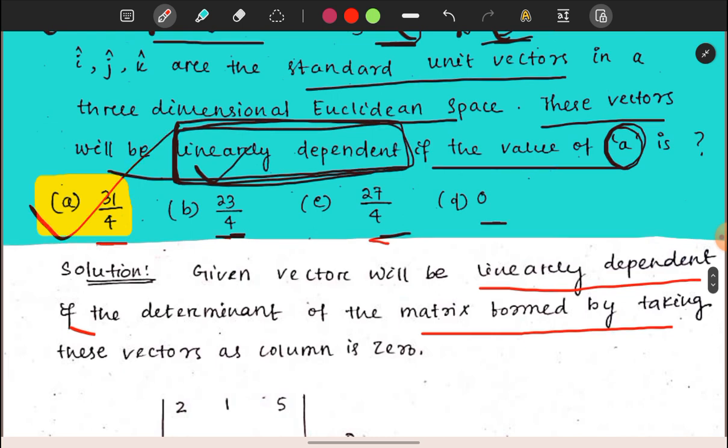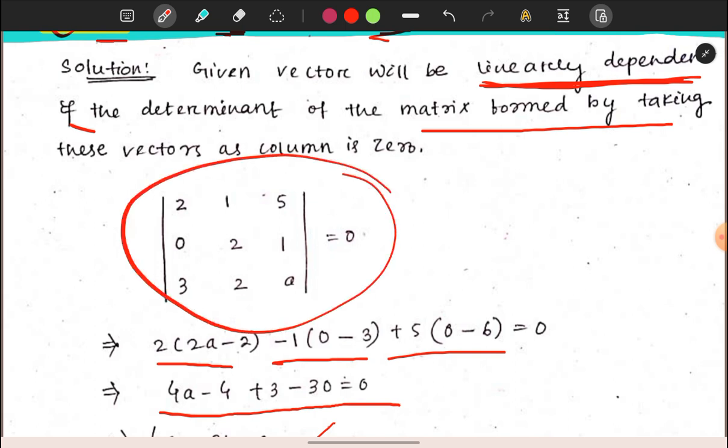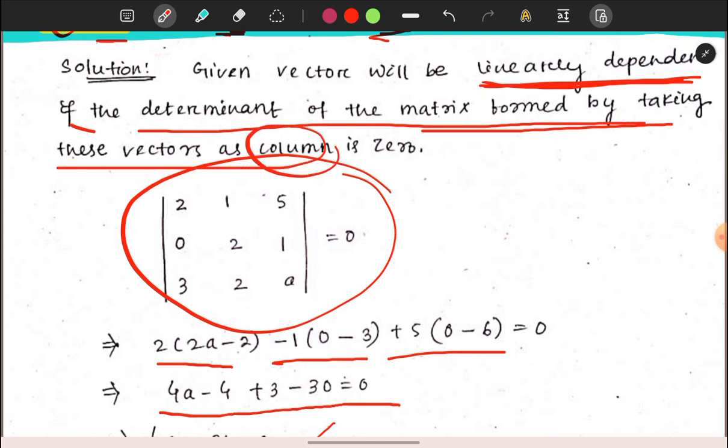Okay, so option A is correct, and you have to remember that when the given vectors are linearly dependent, we must satisfy this: the determinant of the matrix formed by taking these vectors as columns is equal to how much? 0. Okay, thank you.